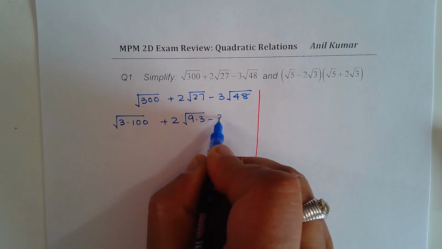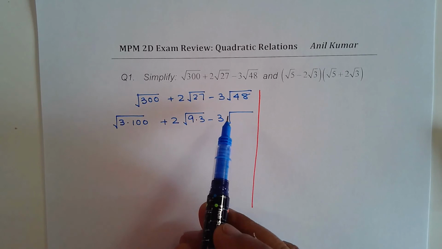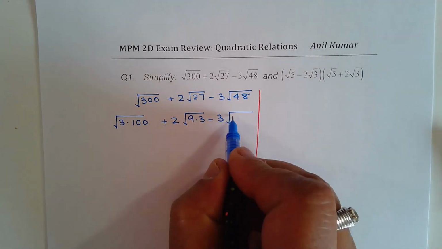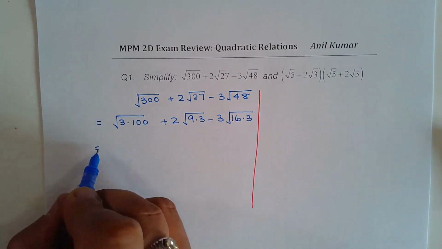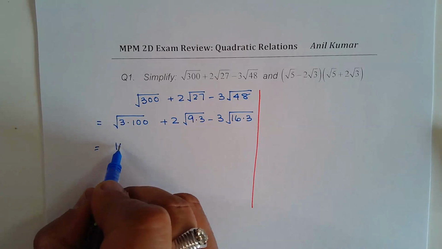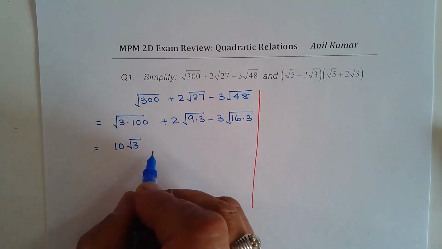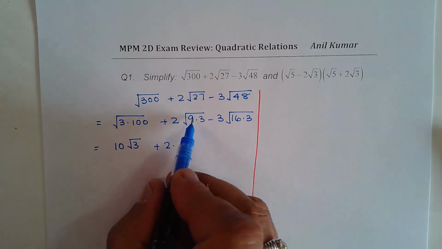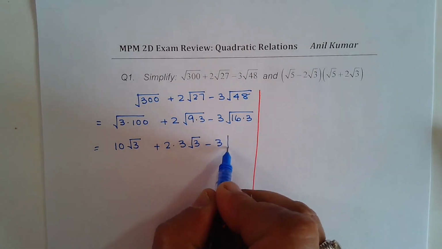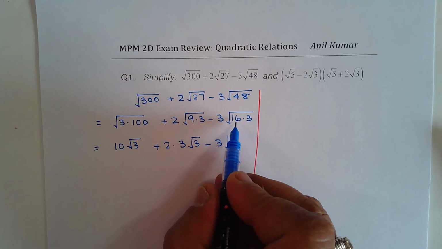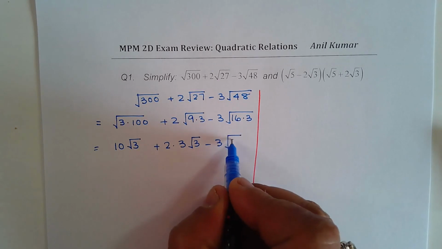And how about 48? 48 could be written as 16 times something, right? 16 times 3. Now as you see here, square root of 100 is 10. So I could write this as 10 square root 3. Square root of 9 is 3. So we could write this as 2 times 3 outside the square root sign. 3 remains inside. Minus 3 times square root of 16, which is 4. So we write 4 outside, and 3 remains inside.